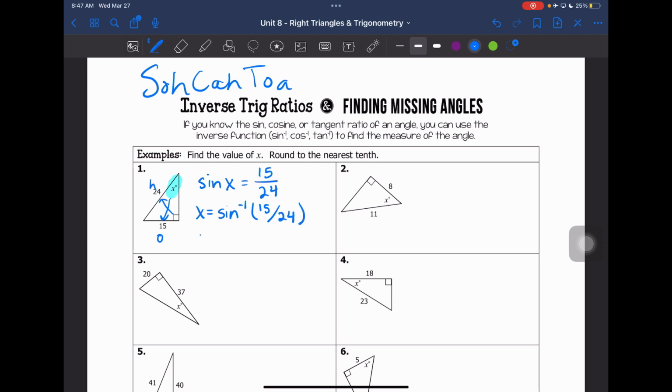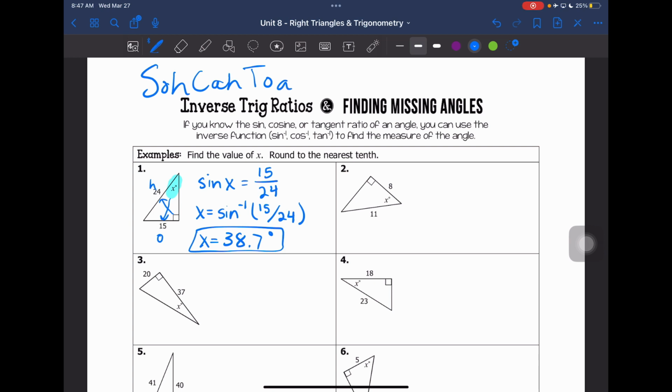And so to know what the answer is, you just go to your calculator. Basically the sine button, or any of the trig ratios, once you press second and that button, so in this case we would press second and then sine, that is going to be how you get your inverse sine. So you press second sine, and then in the parentheses you just type 15 divided by 24, and that's going to give you your answer. As long as you're in degree mode, you'll get the right answer. Make sure you're not in radians. So let's go ahead and write this answer. This one comes out to 38.7 degrees.